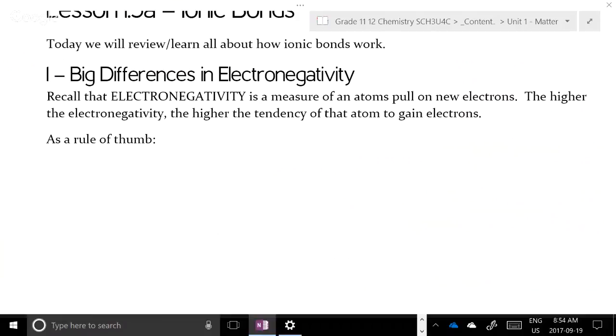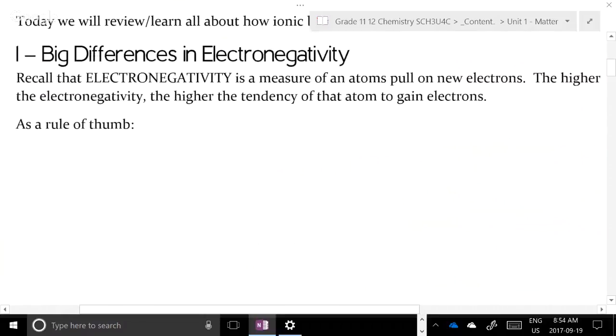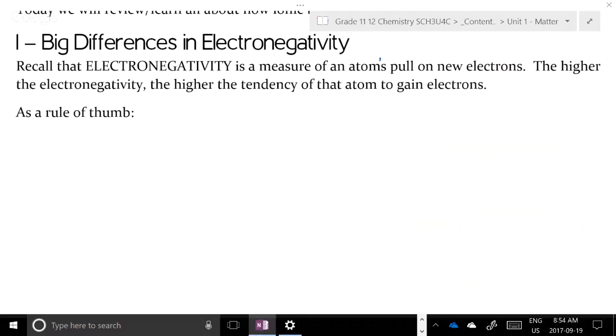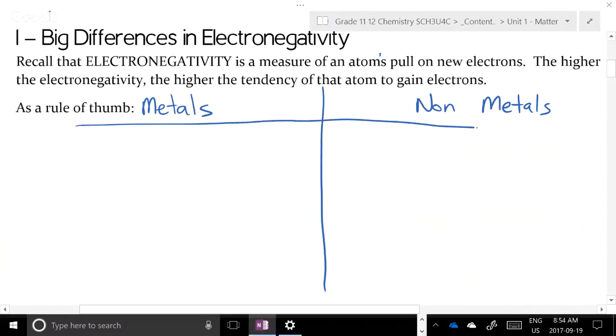So electronegativity, recall, as if we didn't talk about it 2 seconds ago, recall that electronegativity is a measure of an atom's pull on new electrons. The higher the electronegativity, and of course we should have an apostrophe there, that was lazy writing, the higher the tendency of that atom to gain electrons. And as a rule of thumb, I want to compare metals and nonmetals.